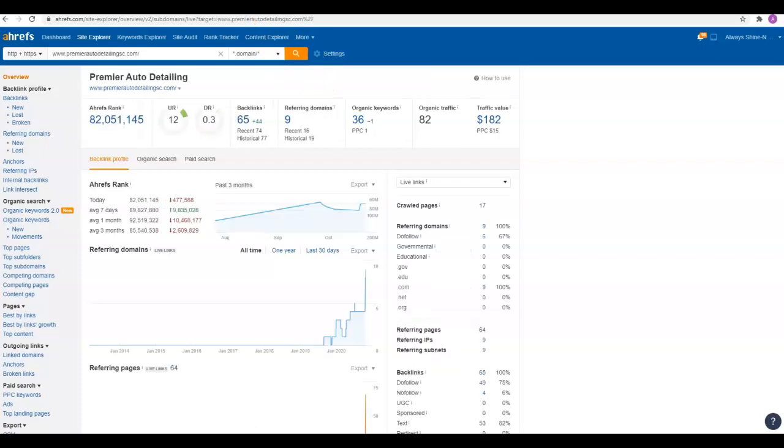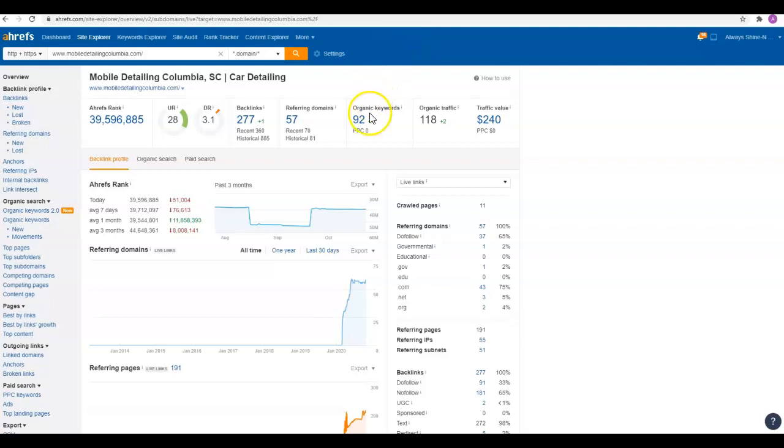So if we go over here and look, this is Premier. They've got 36 keywords. They're getting roughly 82 visits a month to their site. This is the guy that I told you is definitely working his way up.